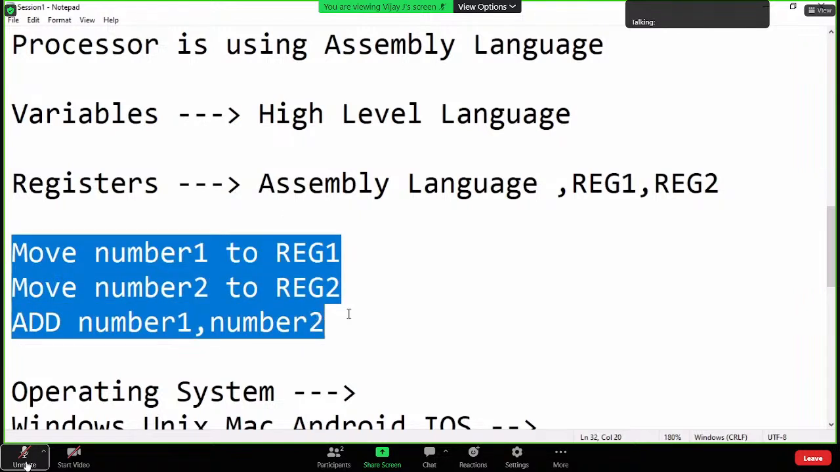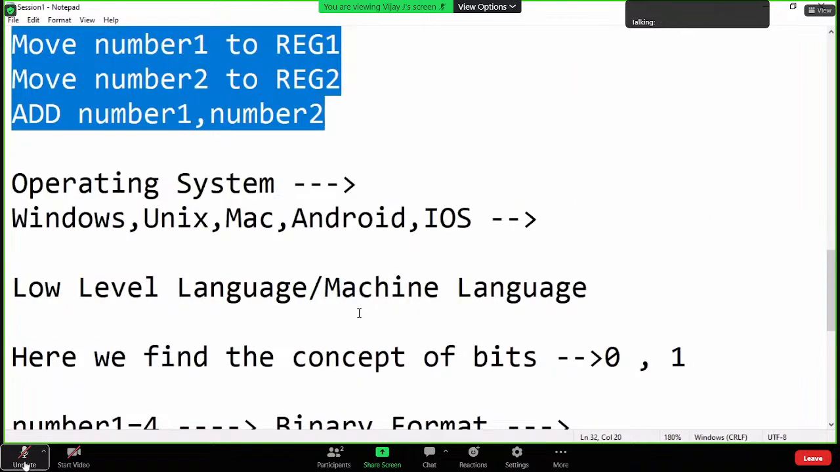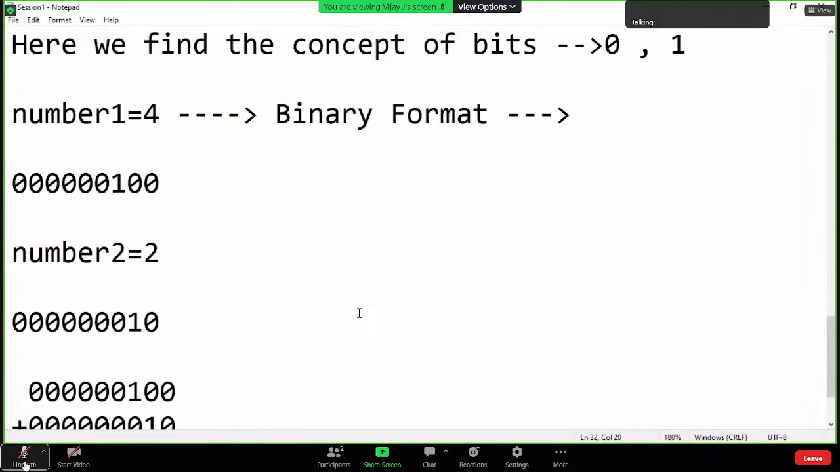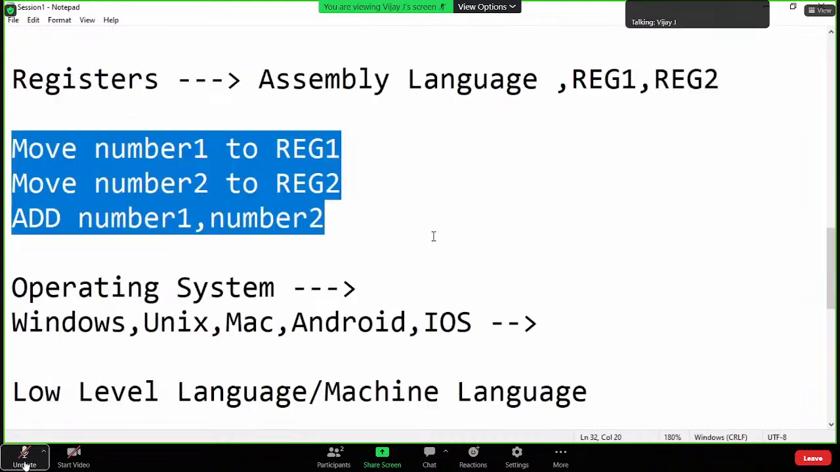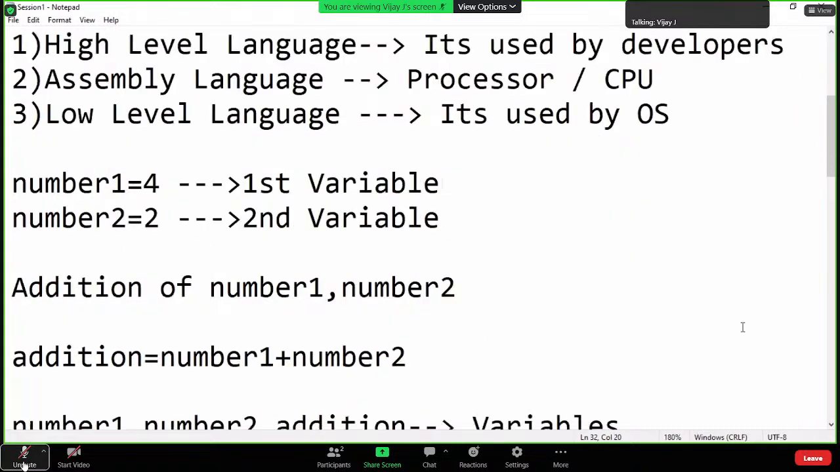But at the low level, at the end point, we have to convert the same program into binary format. We, meaning not the programmer. It is automatically done by your operating system. Okay. So for the beginners, you should know that we have three types of languages: high level language, assembly language, and low level language. So these are about the types of languages.